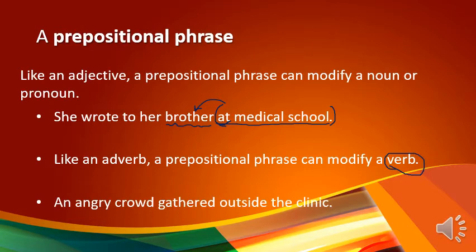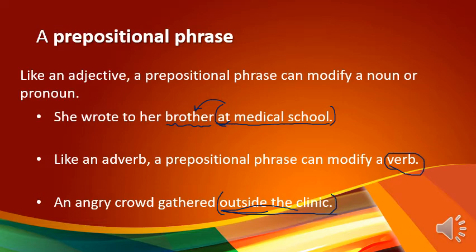An angry crowd gathered outside the clinic. So first of all, spot the preposition, which is "outside." Then continue to identify the prepositional phrase: "outside the clinic." This is the prepositional phrase, and it acts here as an adverb.